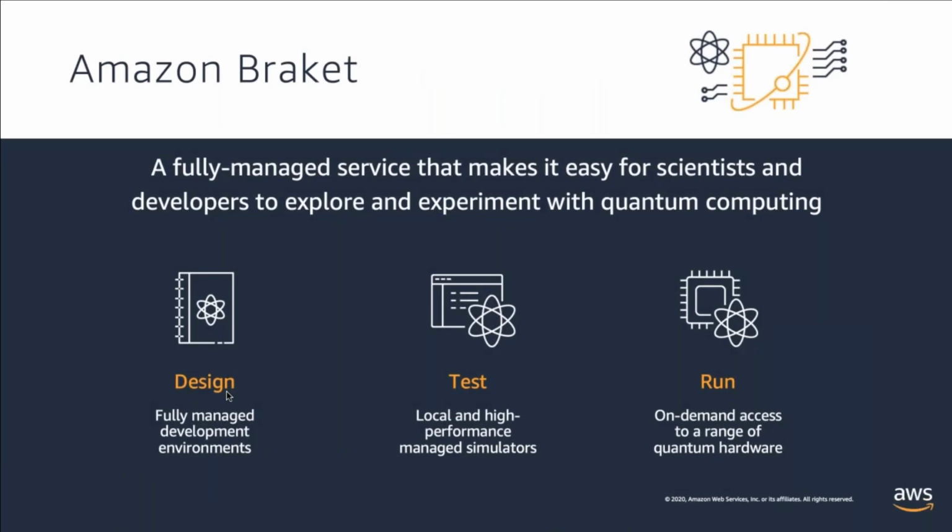As I mentioned, Amazon Braket is a fully managed service on AWS that every customer can access today. The goal is to provide a single access point for different types of quantum computing hardware and allow customers to experiment and explore quantum computing. We provide fully managed development environments where you can build and design your quantum algorithms. You can test them against local and fully managed high-performance simulators in the cloud. And you can also run these circuits and these problems on a range of different types of quantum hardware on demand and secure.